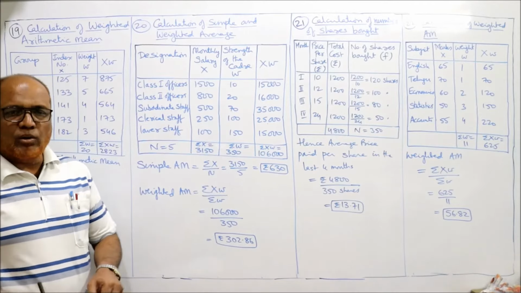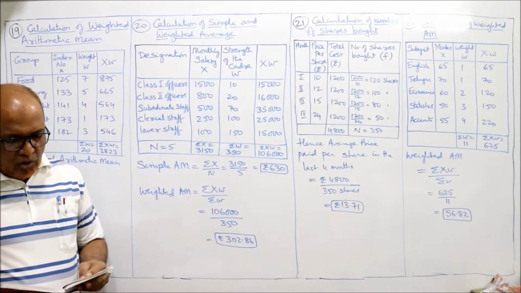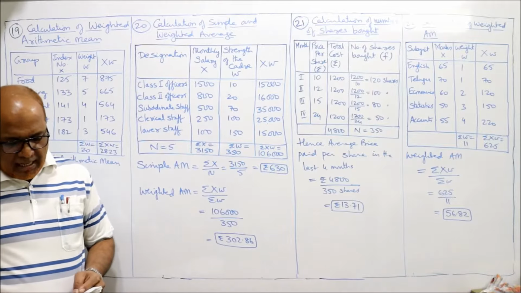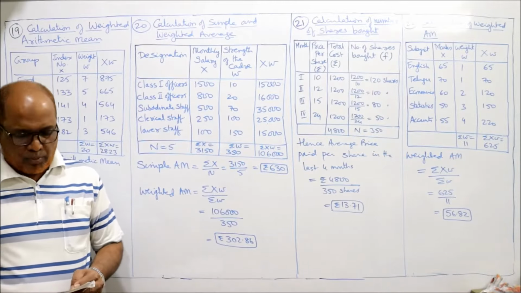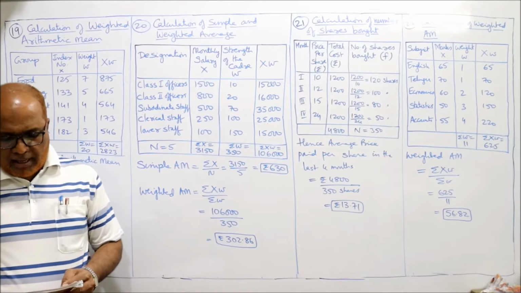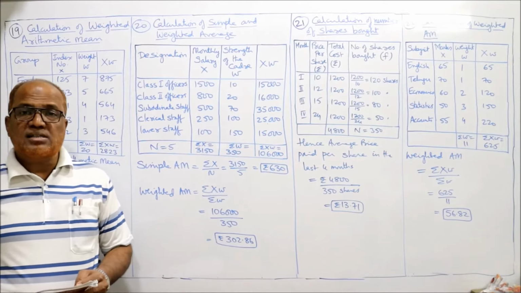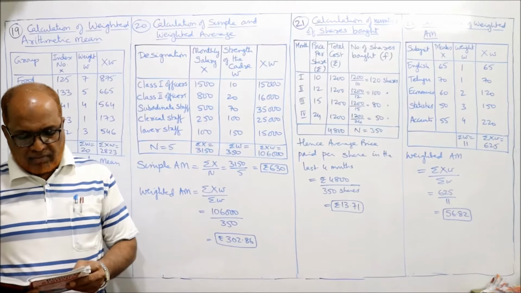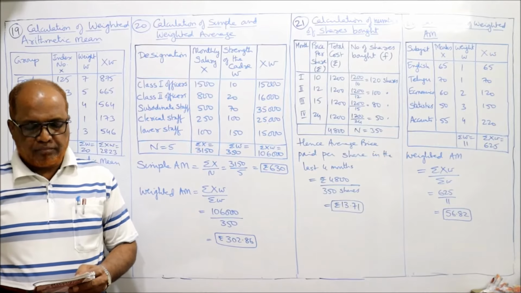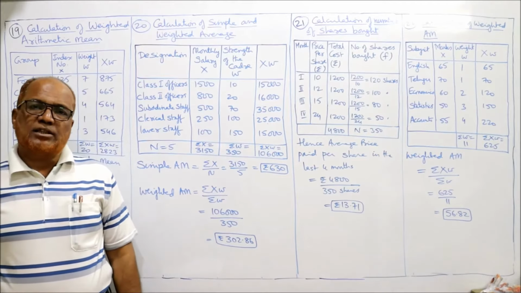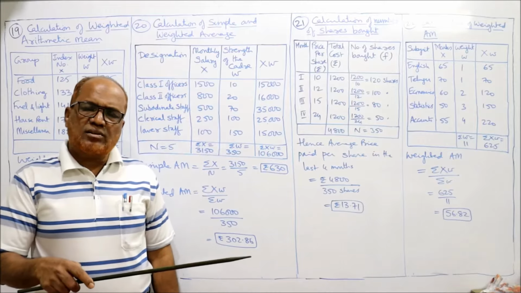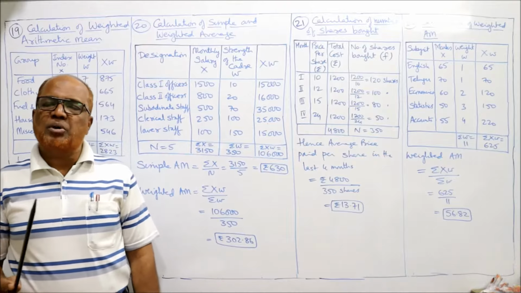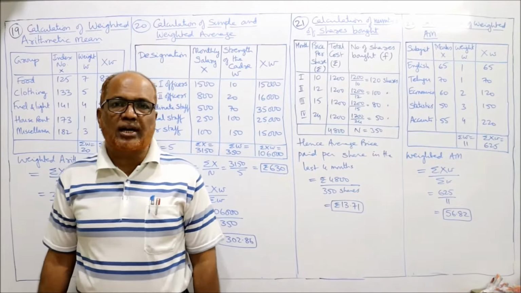That's it. Now see the 22nd problem. Following are the marks obtained and weights assigned to the subjects of a student. Calculate weighted arithmetic mean just like the previous problem. Subjects: English, Telugu, economics, statistics, accounts. Marks he has scored: 65, 70, 60, 50, 55. Weights are given: 1, 1, 2, 3, 4. So we have to calculate weighted arithmetic mean. We will multiply the marks with the weights. We get XW. So weighted arithmetic mean formula is summation XW divided by summation W.